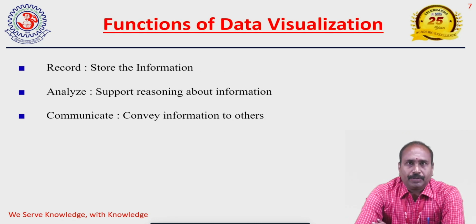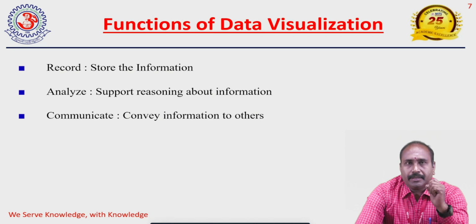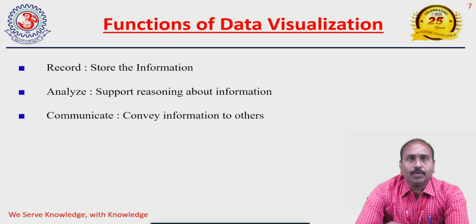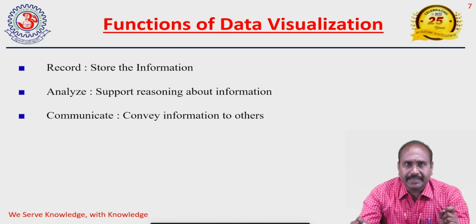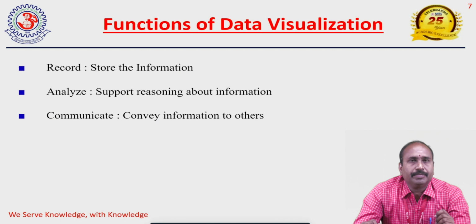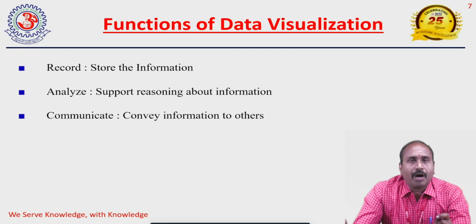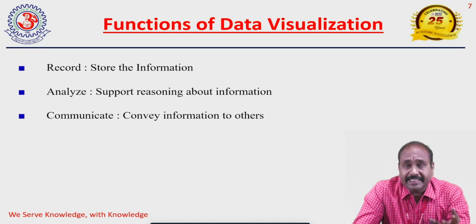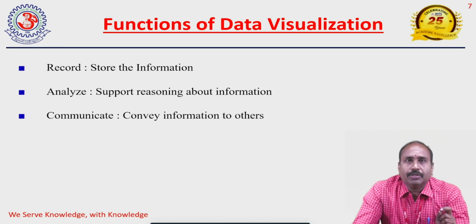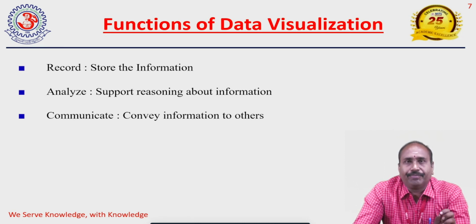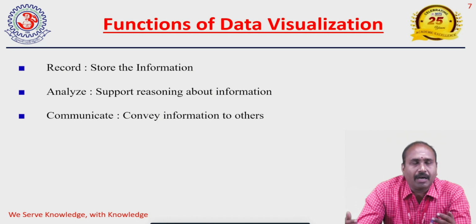Functions of data visualization. There are three major functions. First, record or collecting. Second, analysis. Third one is communicate. The first one is record or collecting the data. This is the main or initial process for data visualization. So first, collect the data from the data set or online resources. Nowadays, most data is generated by sensors, IoT, Internet of Things. So the first process, you collect the data from the data set, online or social media.